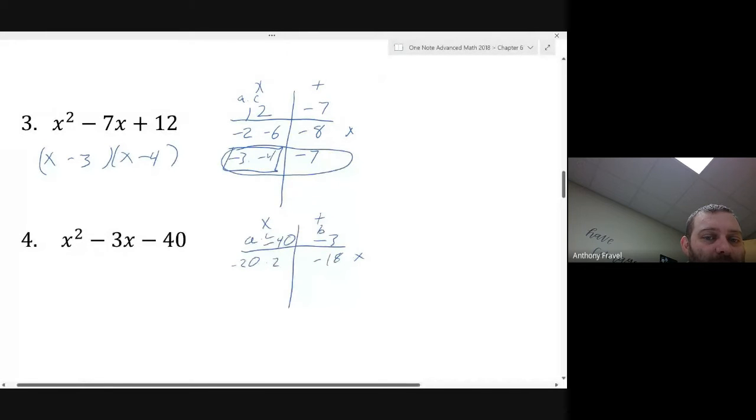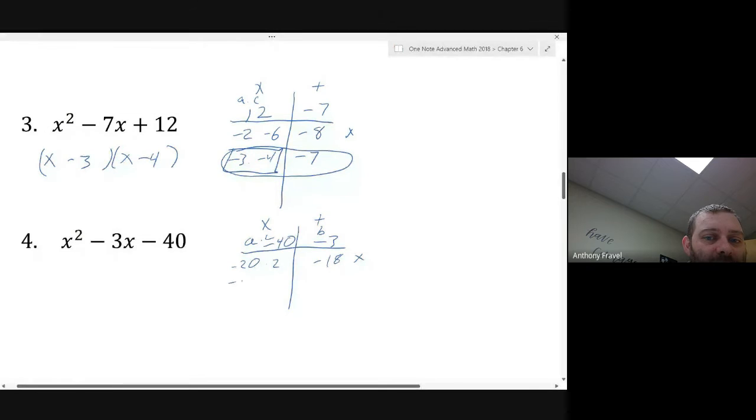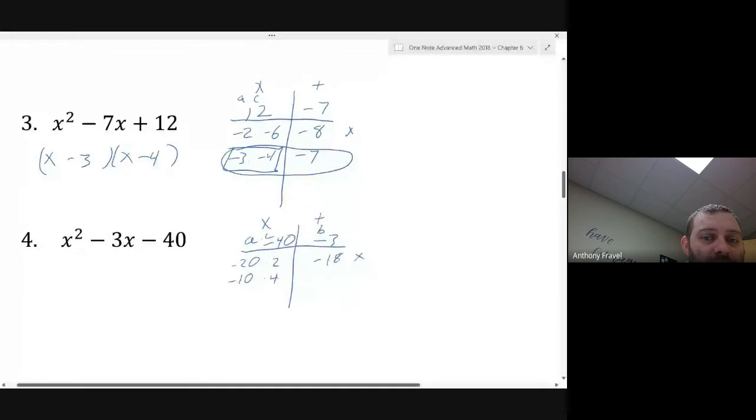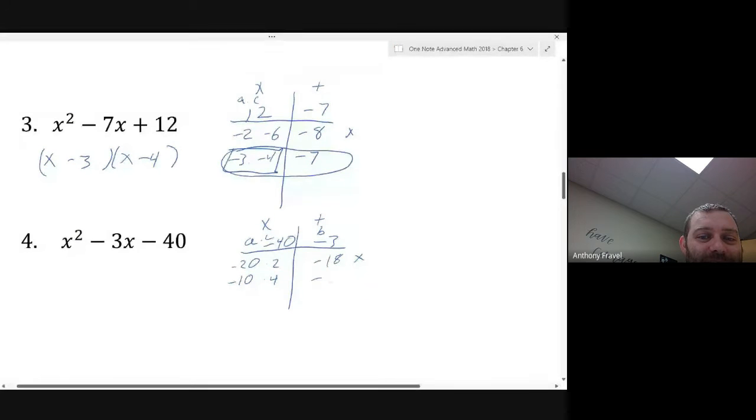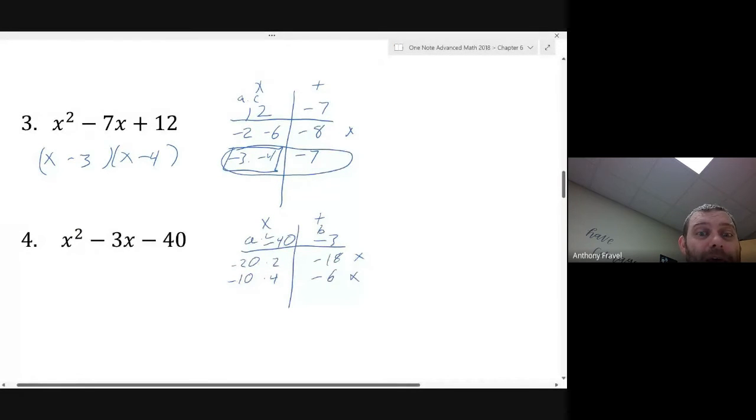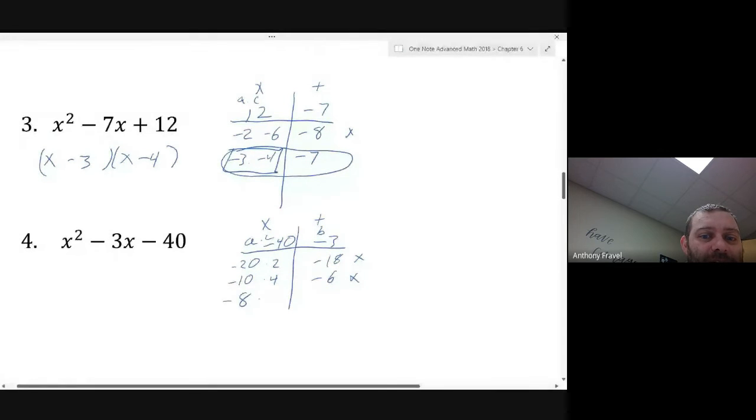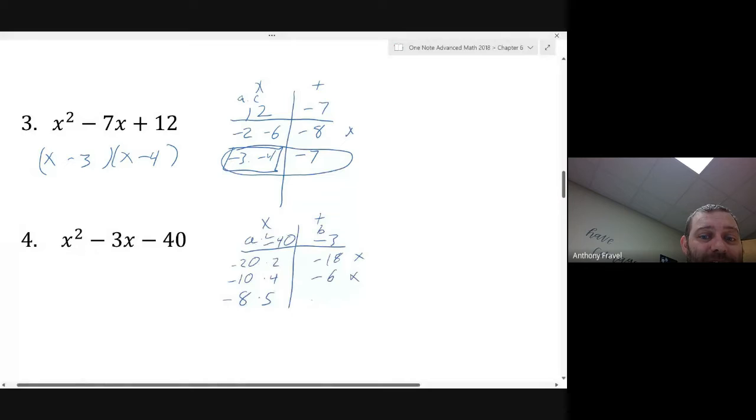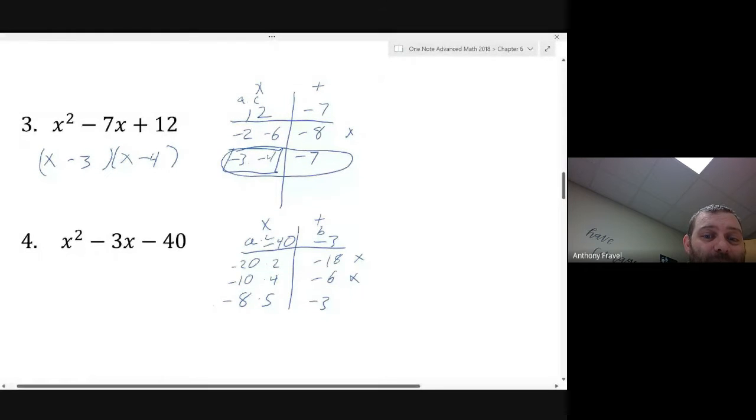That's not it. I can do negative 10 times 4. So that equals negative 40. But added together, they equal negative 6. That's not the one. I can do negative 8 times 5. Negative 8 times 5, that equals negative 3. That's the one we want to work with.